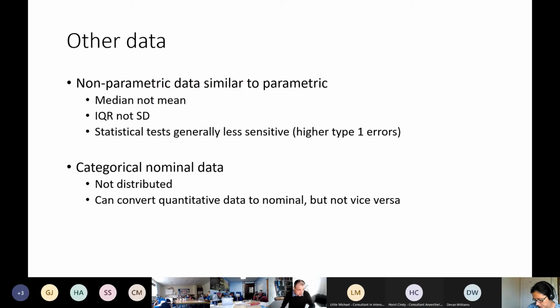Right, let's go on to other data. So what I've done is talk about parametric data, having started the talk saying it's actually not that often we see parametric data. But the non-parametric data is essentially analysed in a very similar way. It's just the tests have got different names like Kruskal-Wallis and Wilcoxon rank-sum. So it's very similar.